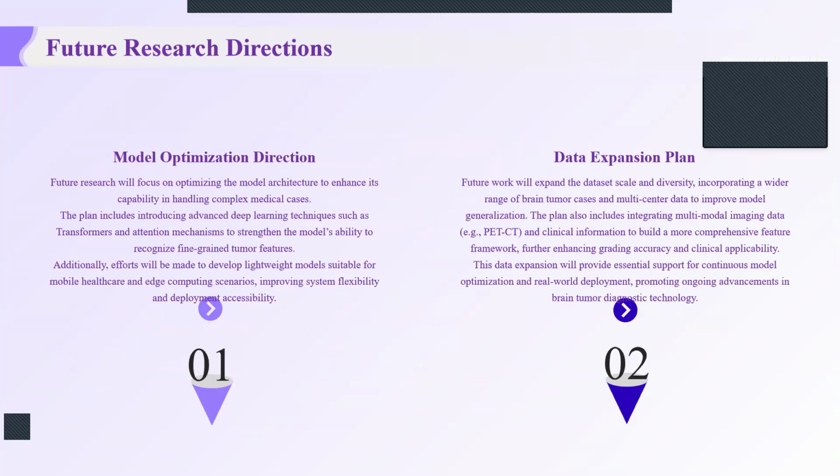For research direction, they also propose adding attention and transformer layers to improve feature learning, and using edge computing to allow real-time predictions. They are promising but still conceptual. The paper calls for larger and more diverse datasets, and for combining MRI with other scans like PET-CT that would improve the generalization and the clinical usability.